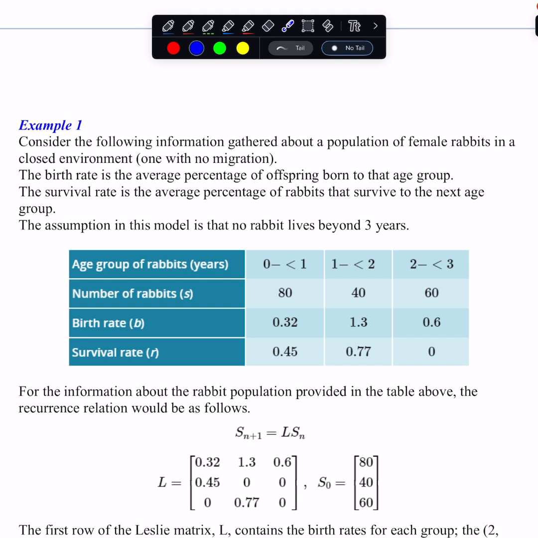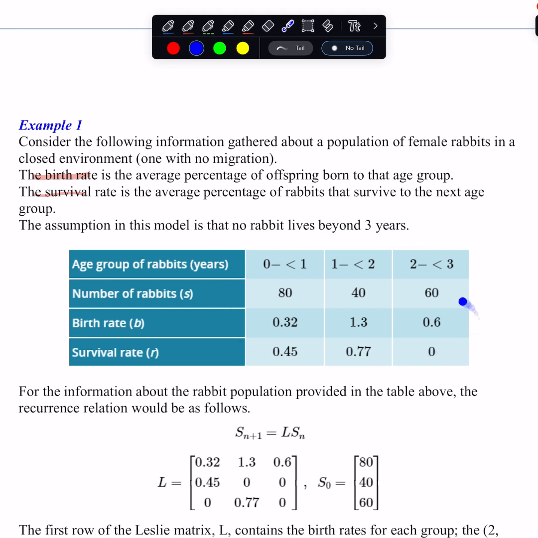Consider the following information gathered about a population of female rabbits in a closed environment, one with no migration. The birth rate, so important here, is the average percentage of offspring born to that age group. The survival rate is the average percentage of rabbits that survive to the next age. The assumption of this model is that no rabbits live beyond 3 years.